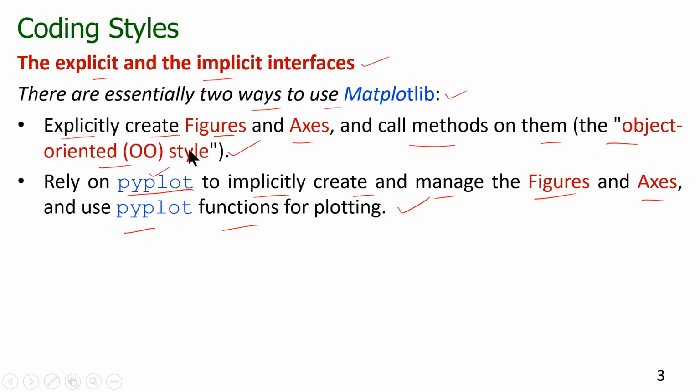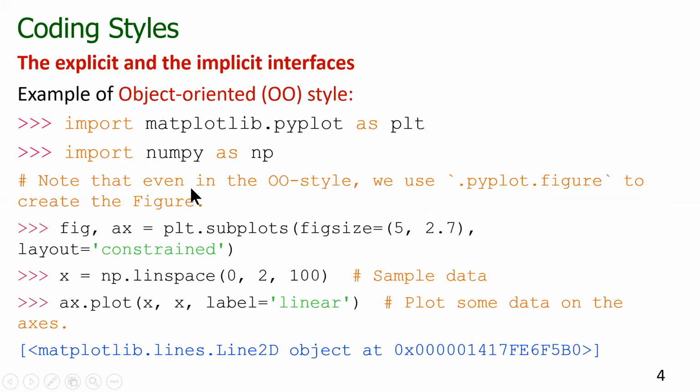One is explicitly using object-oriented style, then implicitly using pyplot. The first example is related to object-oriented style. This is the program. Here first we have to import pyplot from Matplotlib, with its object as plt, then use the NumPy package, import numpy as np.